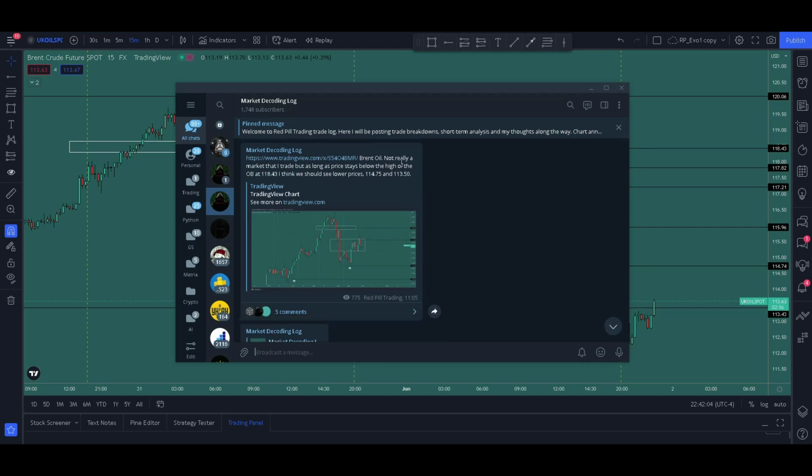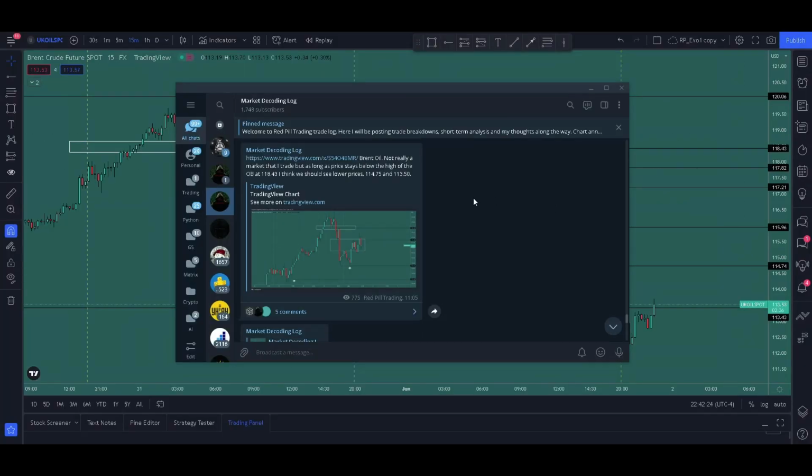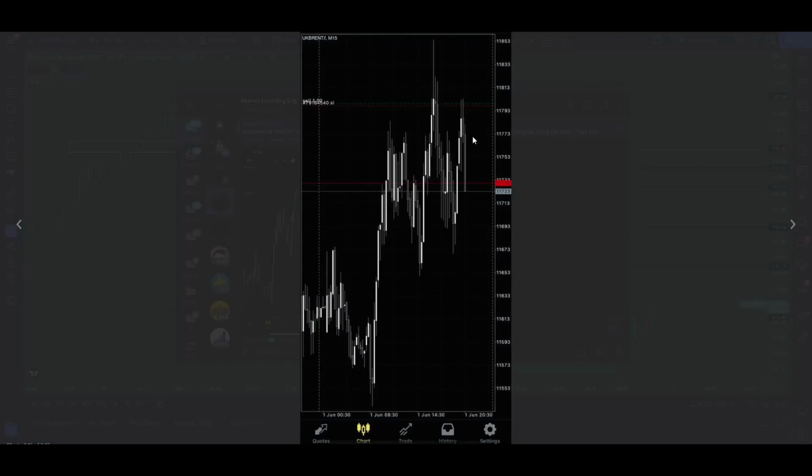It said Brent oil, not really a market that I trade, but as long as price stays below the high of the order block at 118.43, I think we should see lower prices, 114 and 3/4 and 113 and a half, right? And at the time of me posting it, this is how the chart looked. I highlighted imbalances that I thought were important, and you can see that later in the day, I did end up finding an entry.